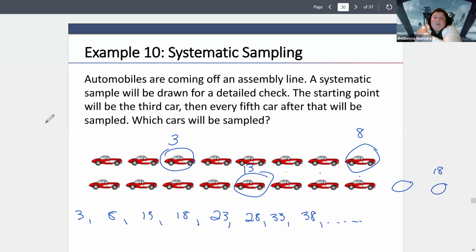There could be a few little problems with that, like if something's... sorry, something is just itching. Systematic sampling is probably a good way to sample things because it is fairly randomized. It's just, once again, not everything has an equal chance of being selected because, in this case, it's every 5th car.